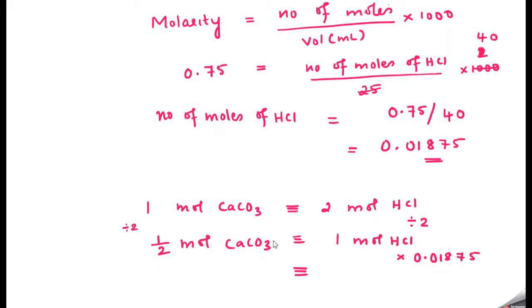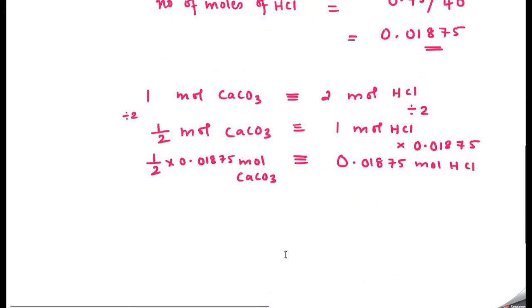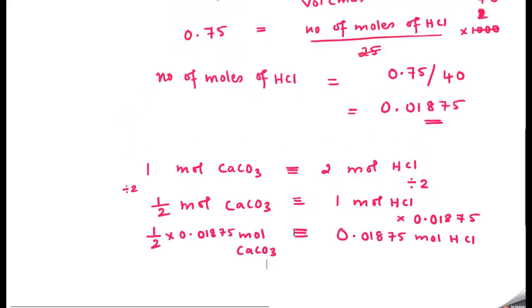0.01875. Why am I doing that? If you multiply by that number on both sides, I will get this much mole of HCl. 0.01875 mole of HCl needs how many calcium carbonate? So I can say 0.01875 mole HCl, and here multiplying this will become half into 0.01875 mole calcium carbonate. So I got the number of moles of calcium carbonate which is required for this particular solution.